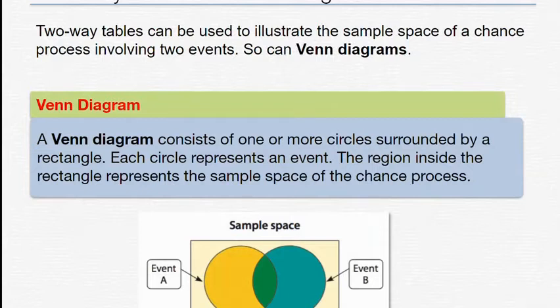Next, let's take a look at Venn diagrams. You probably learned about Venn diagrams in geometry, but they can be helpful when looking at probability as well. A Venn diagram consists of two or more circles surrounded by a rectangle. Each circle represents one event. The region between the two circles, where they overlap, represents A and B. The region inside the rectangle, but outside the circles, represents when neither A nor B happen.